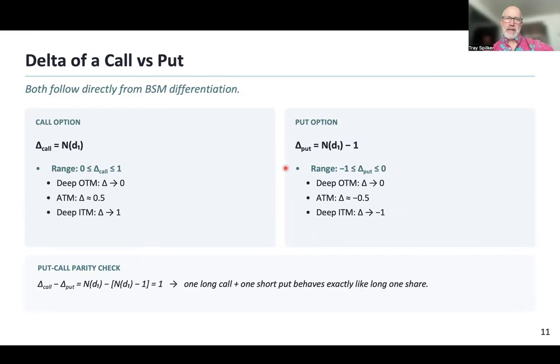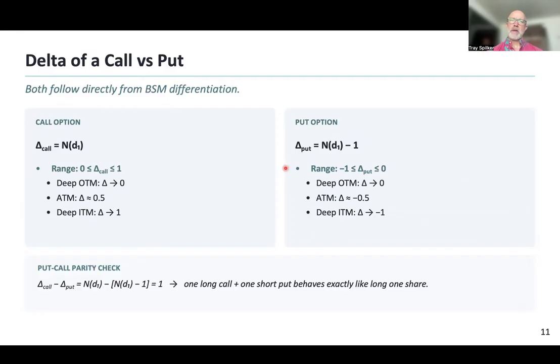In practice here, the absolute value of delta is often interpreted as the risk neutral probability that the option finishes in the money. So this is useful for back of the envelope thinking, even though it's not exactly equal to the true underlying probabilities.